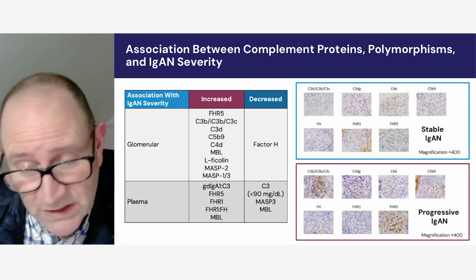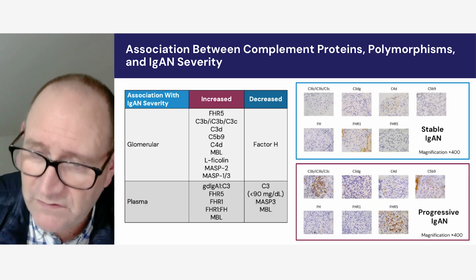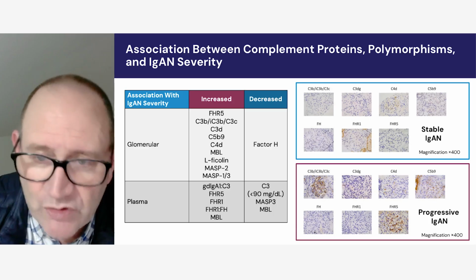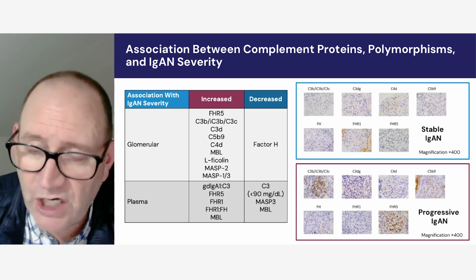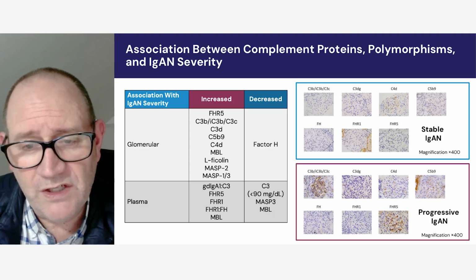Again, that would be consistent with what I talked about in the natural history. They're much more likely to have a more progressive disease course. And actually, when we look at kidney biopsies, they're more likely to have an inflammatory phenotype in response to IgA deposition, presumably reflecting increased complement activation.